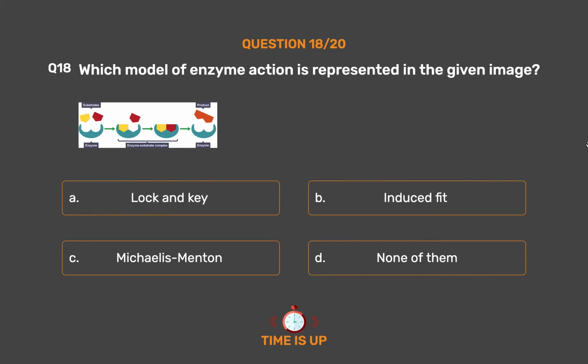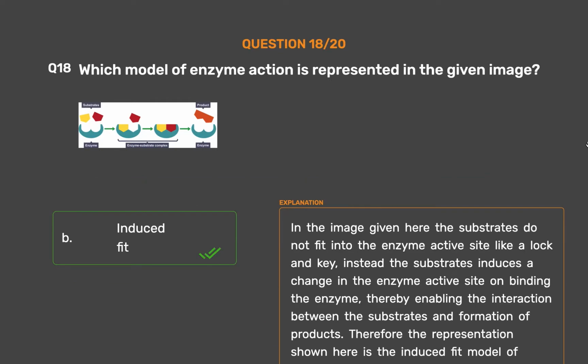The correct answer is option B. Induced fit. In the image given here, the substrates do not fit into the enzyme active site like a lock and key. Instead, the substrates induce a change in the enzyme active site on binding the enzyme, thereby enabling the interaction between the substrates and formation of products. Therefore, the representation shown here is the induced fit model of enzyme action.